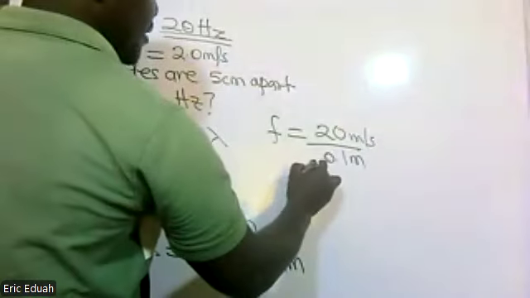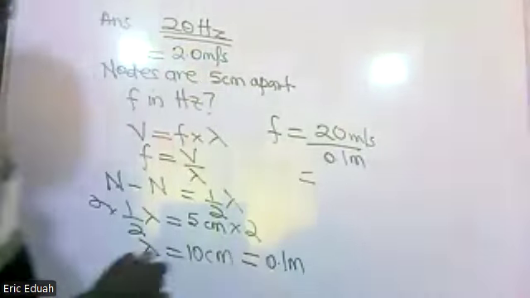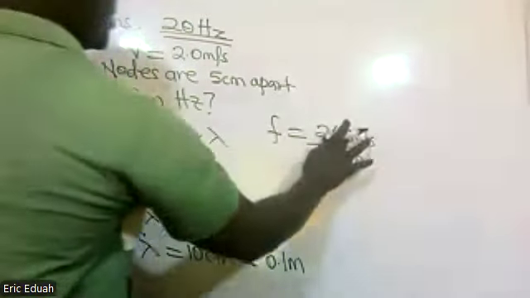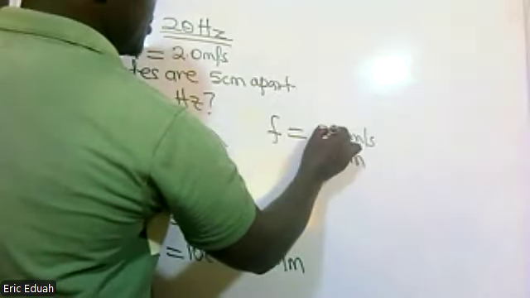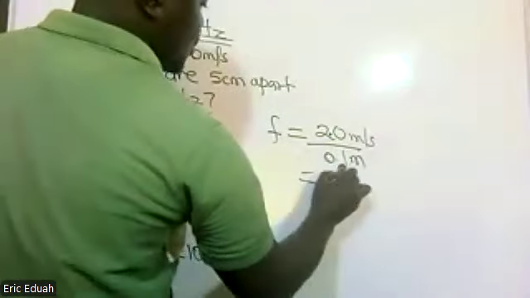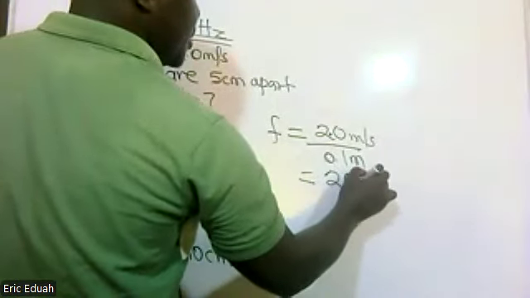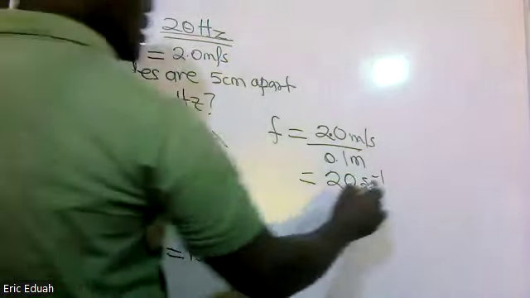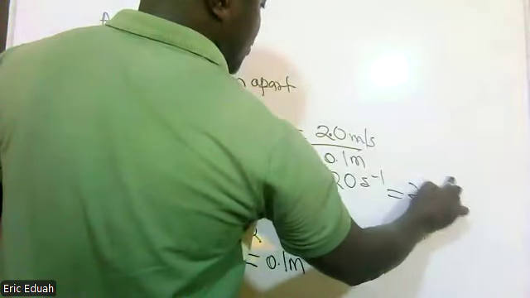So we have the speed as 2.0. So 2.0 divided by 0.1 is equal to 20 per second. And 20 per second is the same as 20 hertz.